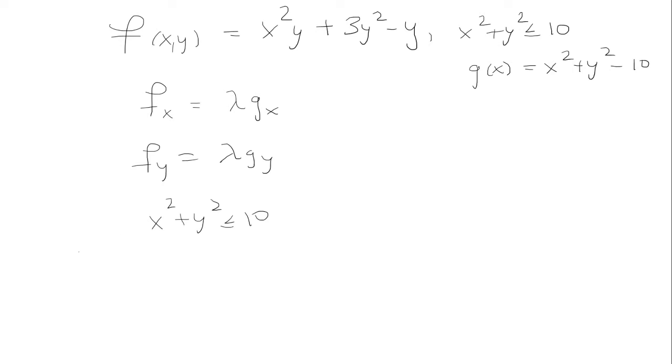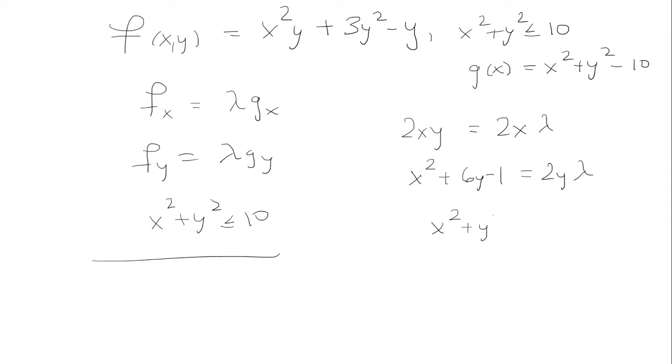Okay, so for us, let's find the partial derivative with respect to x is 2xy, and then the partial derivative of g with respect to x is just 2x, and we're going to multiply that by lambda. Now to find the partial derivative of f with respect to y, that's x squared plus 6y minus 1. And then we'll find the partial derivative of g with respect to y, multiply that by lambda. And the x and the y's that we find have to satisfy the constraint, x squared plus y squared is less than or equal to 10.